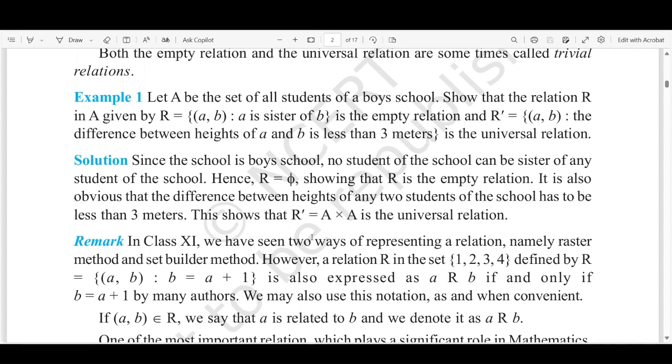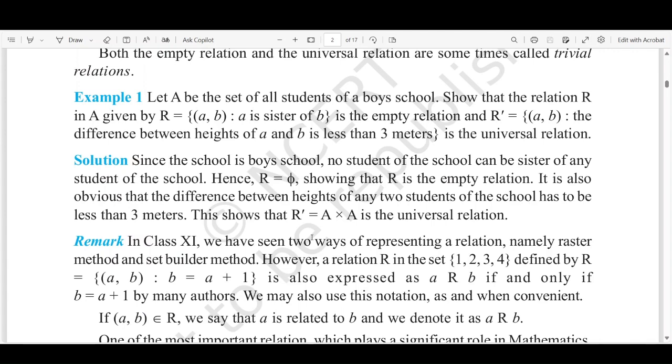One thing we can observe is that the set A consists of only boys, therefore the relation 'is sister of' will never be satisfied between the elements a and b from the set A. Therefore this set R will have no elements. Thus the relation R is considered to be the empty relation.